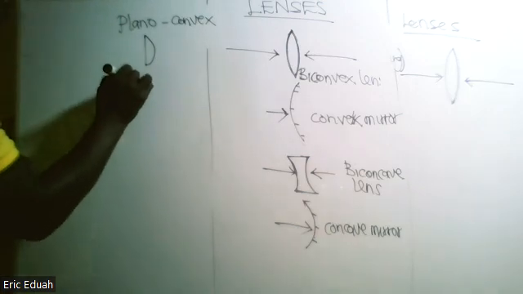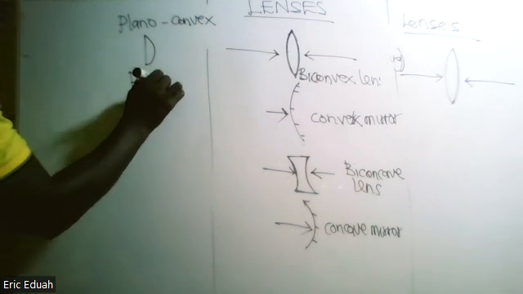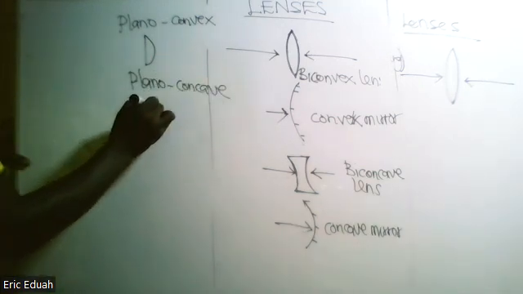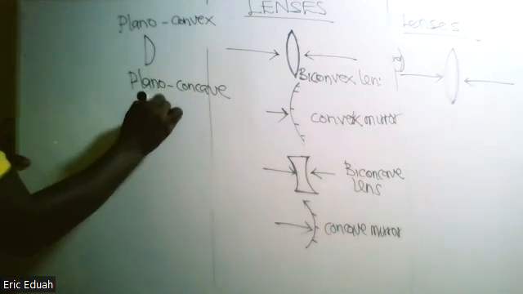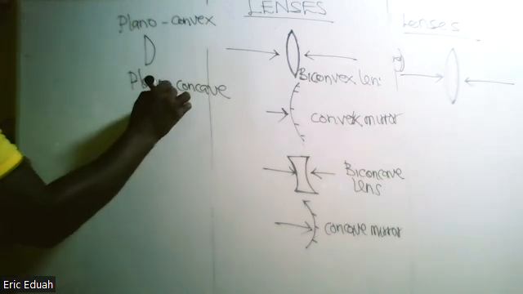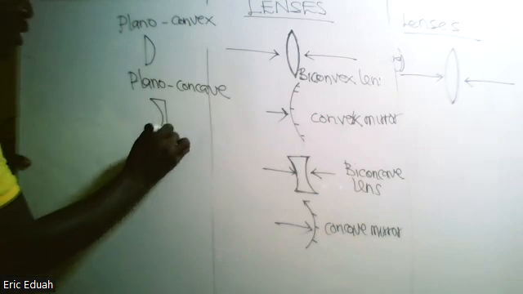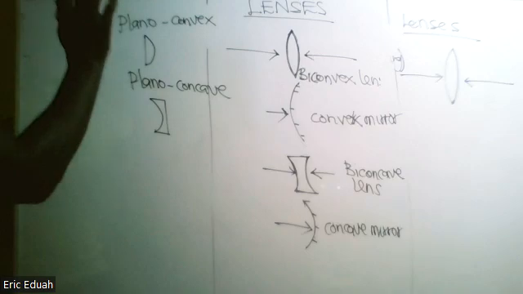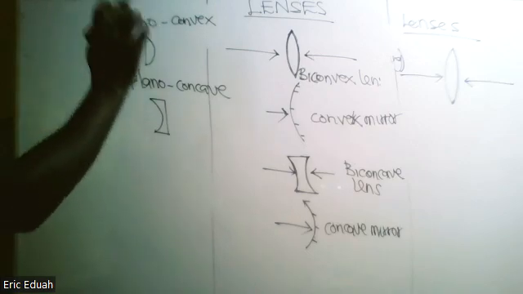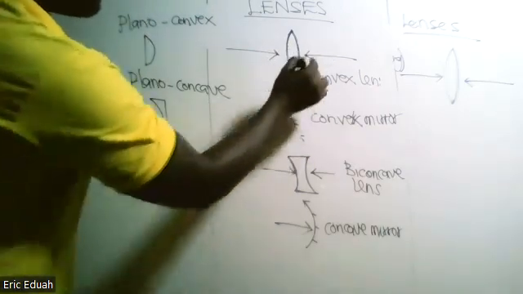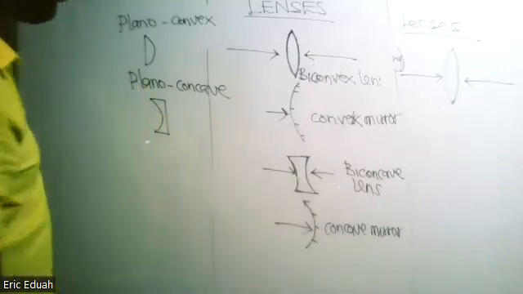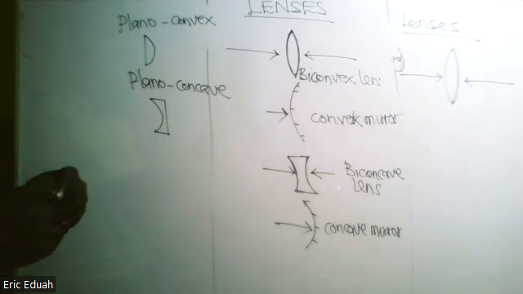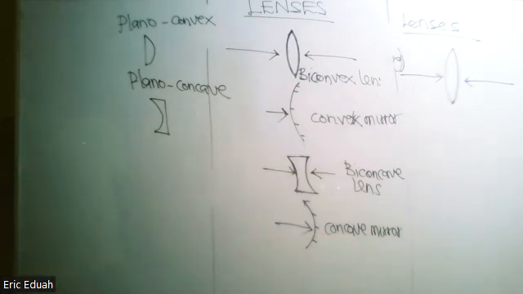Then we have plano concave. Plano concave is curved inwardly with only one refracting surface. So if you see the one-sided, they are plano. The double refracting surfaces are all biconcave, biconvex, and so on and so forth.